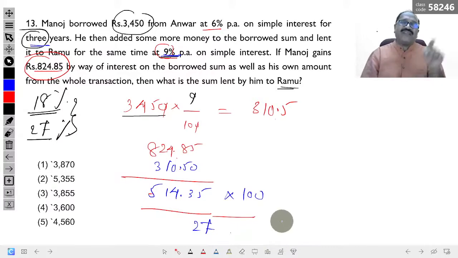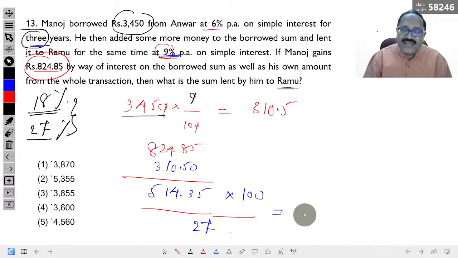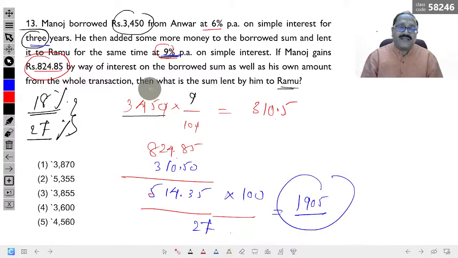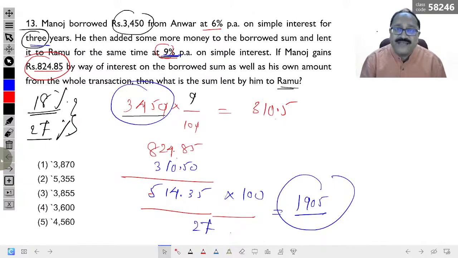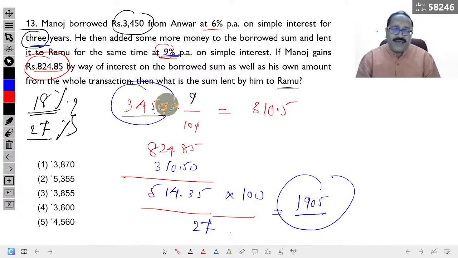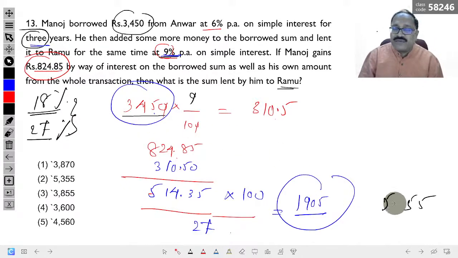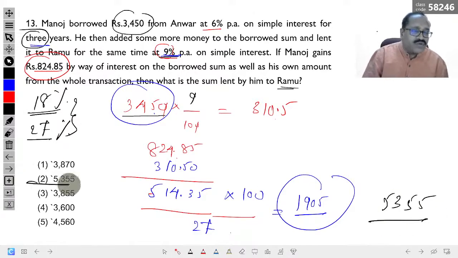That's good. I made a mistake of not taking that time. I don't know why I do this. So finally, when I cancel this, I am getting 1905. So this is the additional money he added other than 3,450. So what is the total amount? So 3,450 plus this one, that is 50 plus 5 is 55, and then 34 plus 19, that is 53. So I am getting the answer 53,55, option 2.